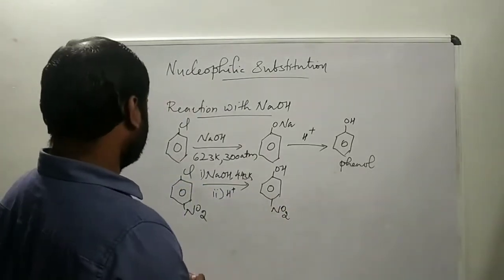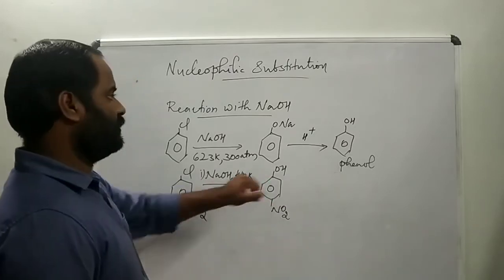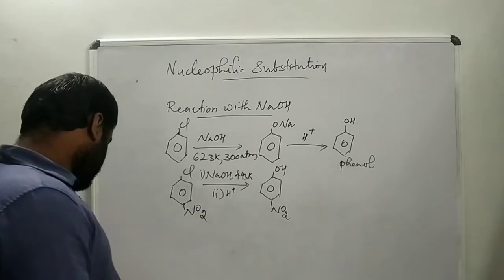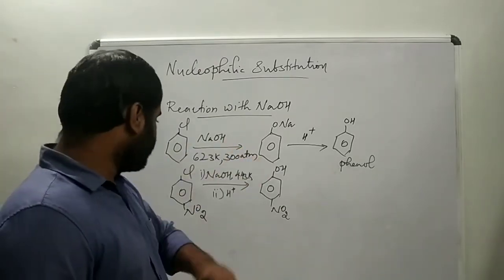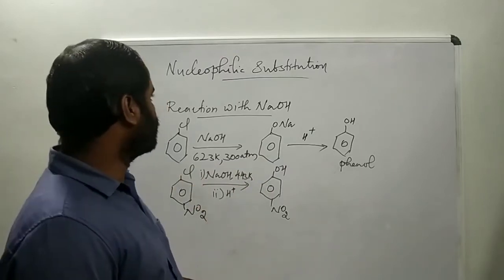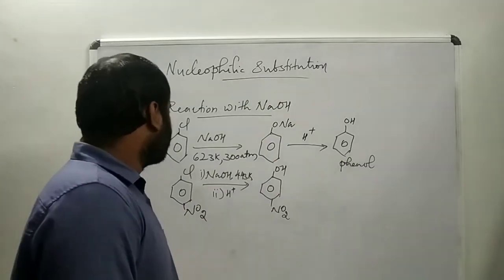So here instead of chlorine you get the OH group. That is the nucleophile, OH minus. So you are getting a phenol. Instead of chlorine, the OH group is substituted. That is nucleophilic substitution here. Okay, and we can move on to the next one.